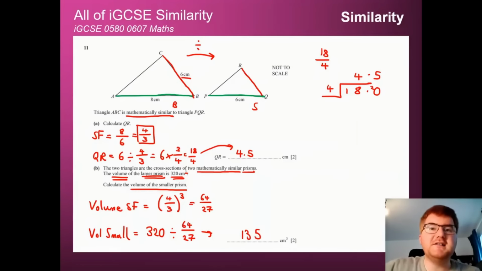Again, you can check the mark scheme here. Again, you get a method mark for cubing that scale factor. Again, either way round. Notice I used 8 over 6, but you could also do the same process with 6 over 8, as long as you're multiplying correctly too. Okay, and on to the next question here.